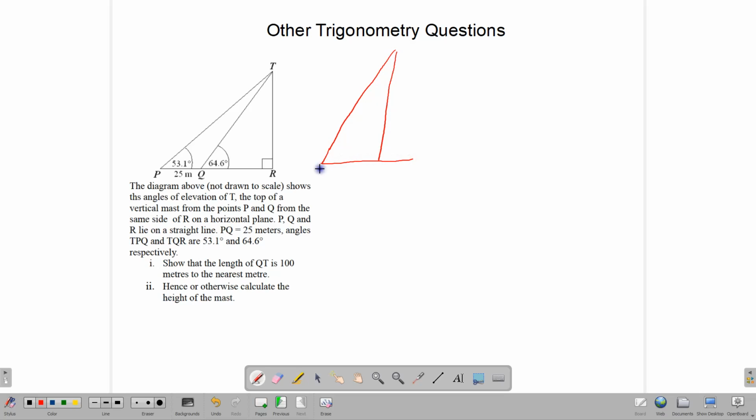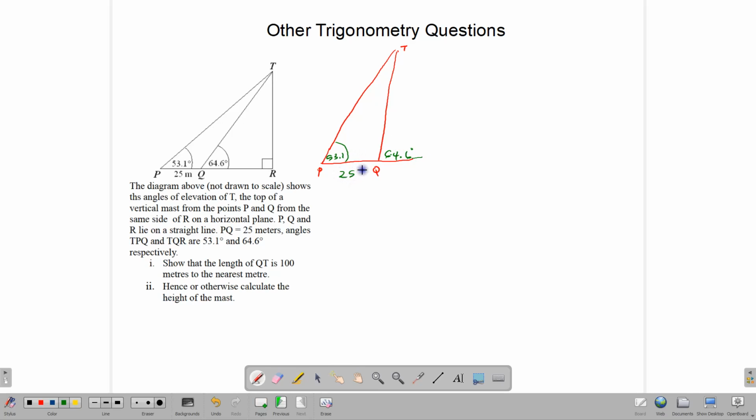Okay, this is P, this is Q, and this is T up here. Now, what do we know? We know that this angle is 53.1, and we know that this angle over here is 64.6 degrees. Yes? And we know that this side is 25.